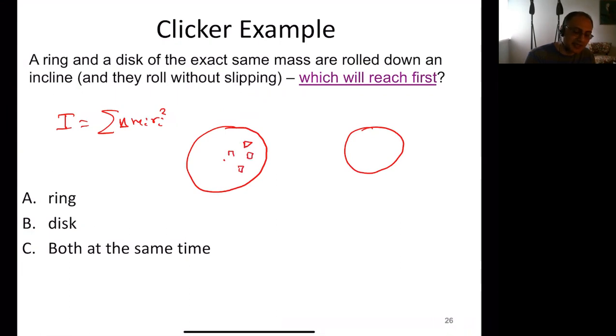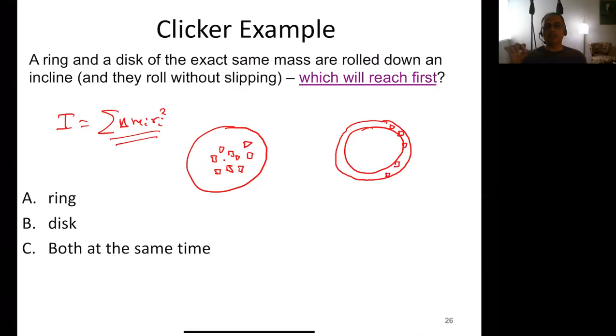So for the disk, many of these delta m's will have fairly low r's because they're the ones that are close by. So they're not going to contribute a lot to the sum. Whereas for the ring, all the delta m's will be at least some minimum distance away from the axis of rotation. And so the same sum for the ring will give you a much larger answer because the radii of all of these pieces are going to be large. Whereas for the disk, since it's solid all the way, the radii of some of the pieces will be quite small. That makes sense to all of you?